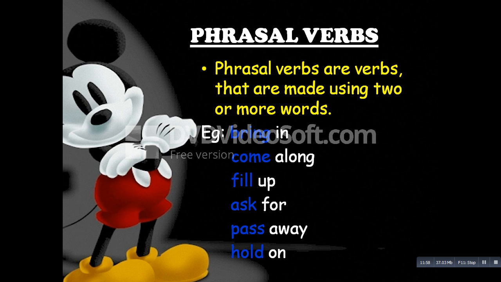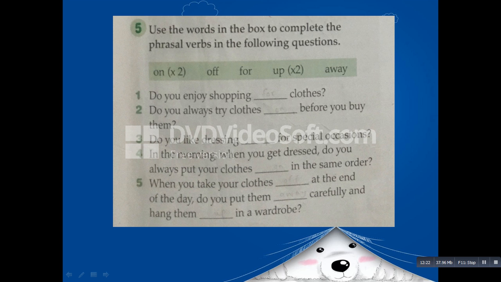Okay, children. So after getting to know about phrasal verbs, you can move on to page number 25 in your course book, and please go to the 5th question. Page number 25, your 5th question. It says use the words in the box to complete the phrasal verbs in the following questions. So you get a word box there, and there are some verbs where you can use them 2 times. So you get 5 questions, but in the 5th question you get like 3 blanks.